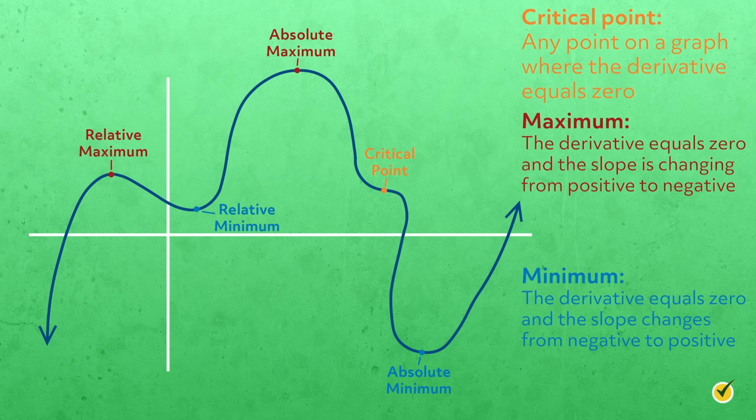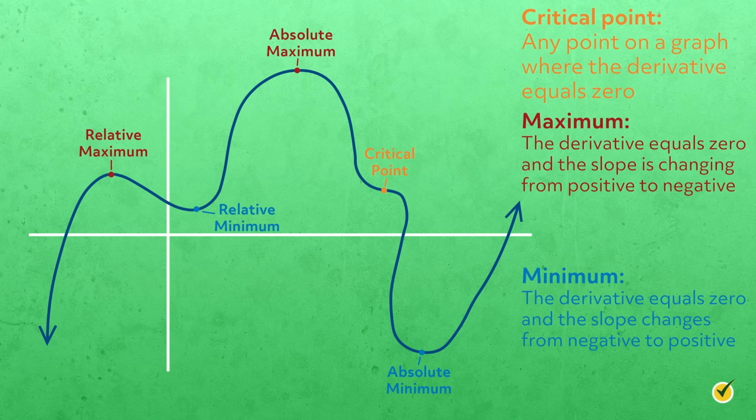Look at our same graph as before, this time with the relative and absolute max and mins labeled. Notice that one of our critical points did not change to a maximum or a minimum. This is because the slope was negative, flattened out to 0, which is why we have a critical point, but then continued to be negative. Since the slope did not change signs, it is neither a maximum nor a minimum.